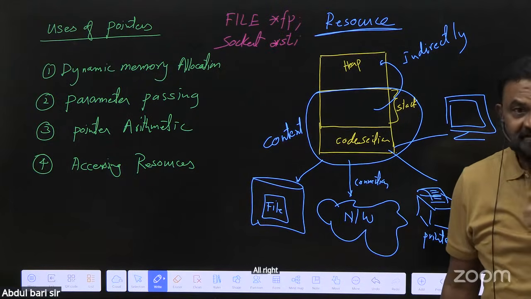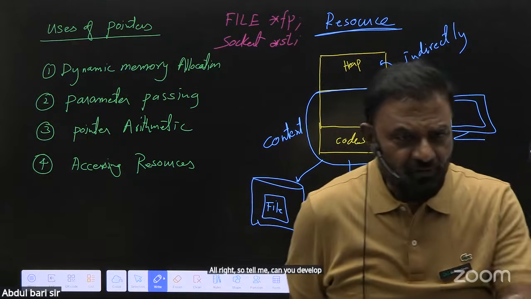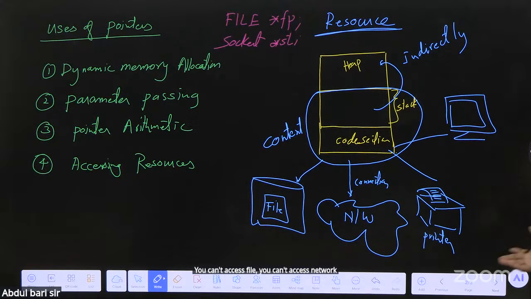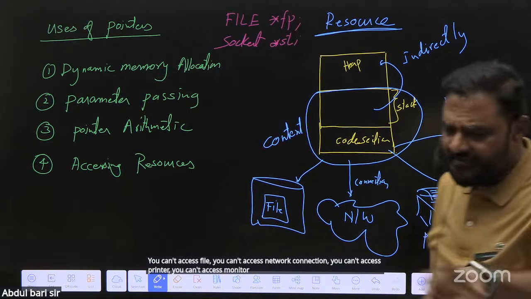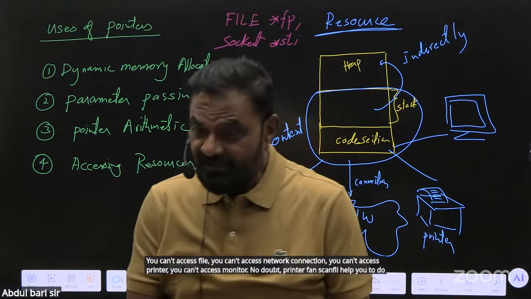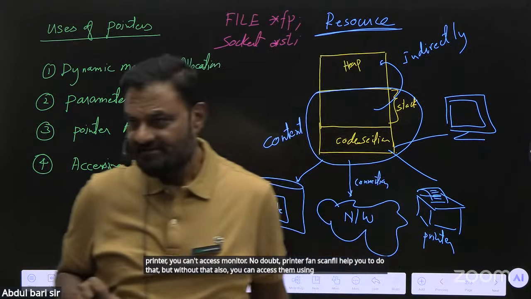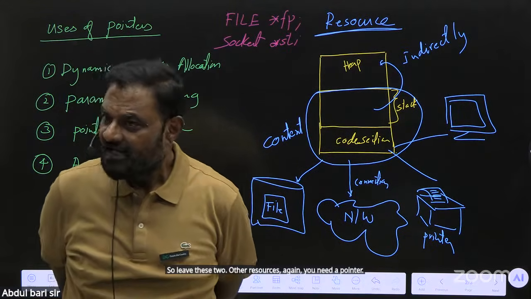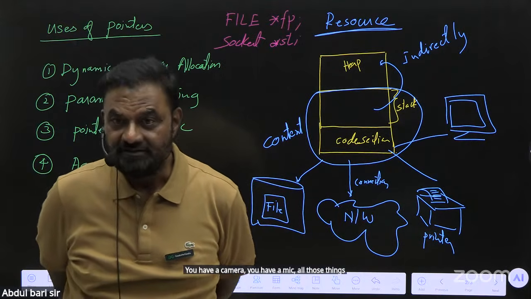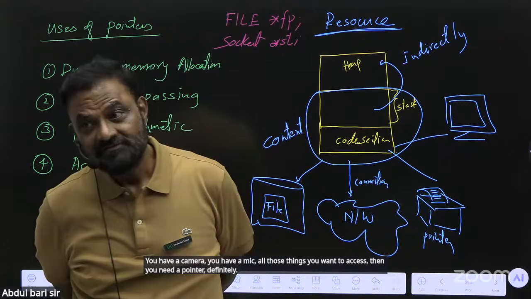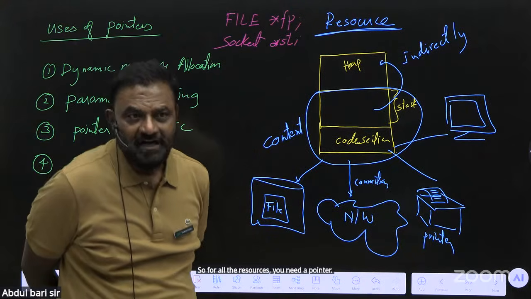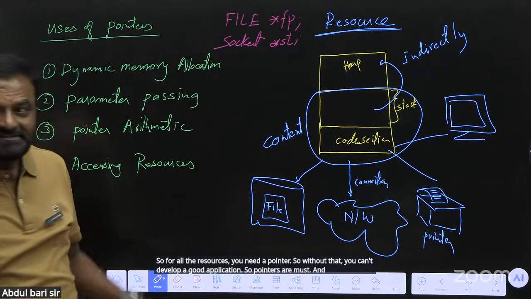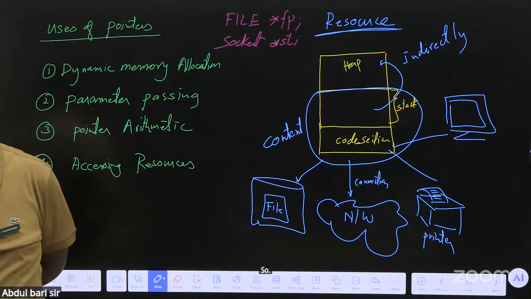All right. So tell me, can you develop applications without pointers? You can't access a file, you can't access a network connection, you can't access a printer, you can't access a monitor. No doubt printf and scanf will help you to do that. But without that also, you can access them using pointers. So leave these two. For other resources, again, you need a pointer. You have a camera, you have a mic, all those things you want to access, then you need a pointer definitely. So for all the resources, you need a pointer. So without that, you can't develop a good application. So pointers are a must. And majorly, heap you cannot access without a pointer. So pointer is a must.